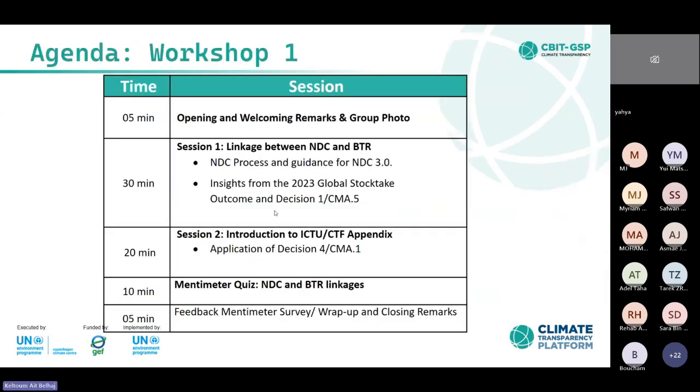All right, so here is a quick overview of our agenda. So we'll start with the opening remarks, followed by session number 1, which will cover the key concepts on NDC and BTR linkages. We'll then move into the technical presentations, focusing on information to facilitate clarity, transparency, and understanding, or ICTU. And then we will conclude with a short interactive Menti quiz or exercise. And that will be all for today.